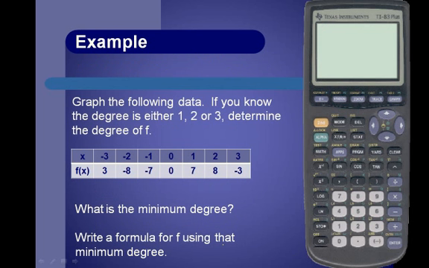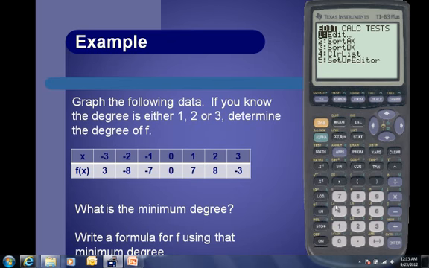Our next example is to graph the following data. If you know the degree is either 1, 2, or 3, see if you can determine the degree of f. So we are going to go into Stat. First thing we're going to do is go into number 4, clear list. We want to clear second L1, comma, and we want to clear second L2. When we press Enter, that clears those lists.